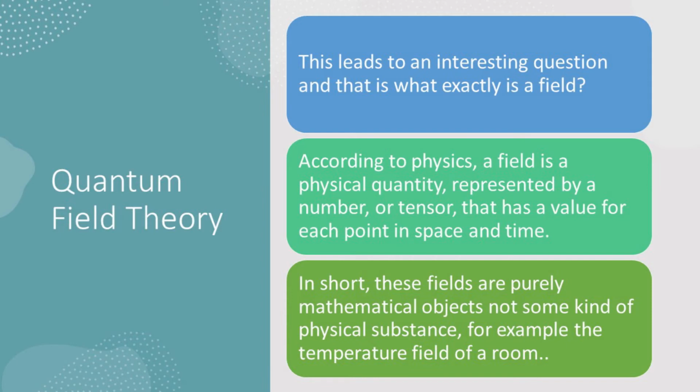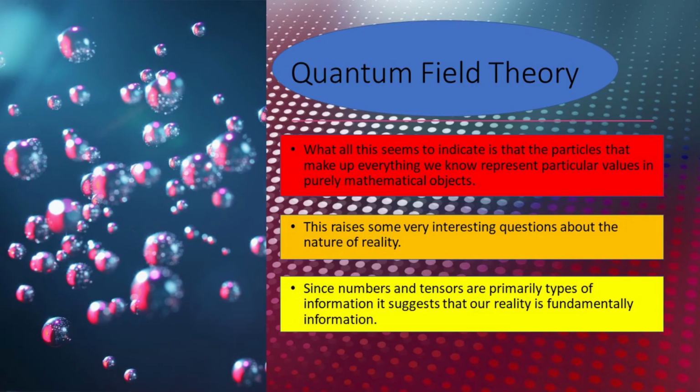In physics, a field is a physical quantity represented by a number or tensor that has a value for each point in space and time. In short, these fields are purely mathematical objects, not some kind of physical substance. For example, the temperature field of a room. What all this seems to show is that the particles that make up everything we know represent particular values in purely mathematical objects. This raises some interesting questions about the nature of reality. Since numbers and tensors are primarily types of information, it suggests that our reality is fundamentally information.